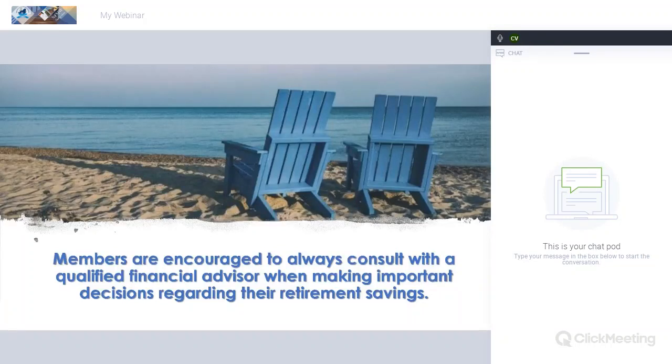Members are encouraged to always consult with a qualified financial advisor when making important decisions regarding retirement savings. A qualified financial advisor will take account of your specific needs and circumstances and will be able to provide you with advice, even if you want to switch portfolios, for example.